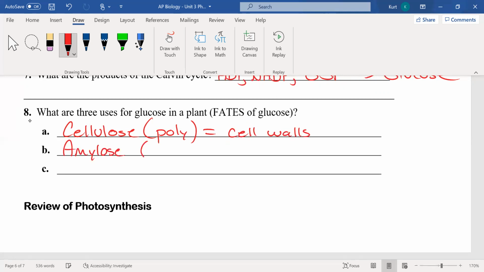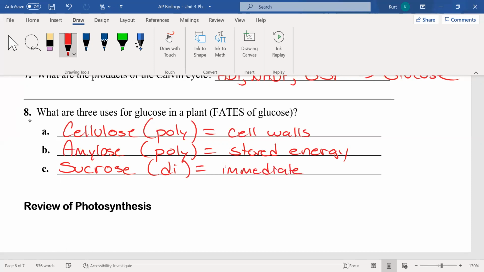Another one is going to be amylose. Polysaccharide, monosaccharide, or disaccharide? Poly. This is going to be stored energy. Where do plants typically store it? In the roots. Then we have sucrose, mono, di, or poly. Disaccharide. This is table sugar. This is going to be immediate energy. Down in South Florida, there's tons of sugar cane. You snap open a cane, you got the sugar. It's stored right there in the stem and in the stalk.